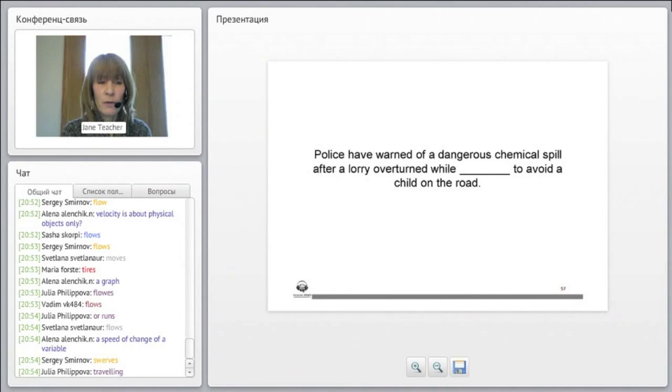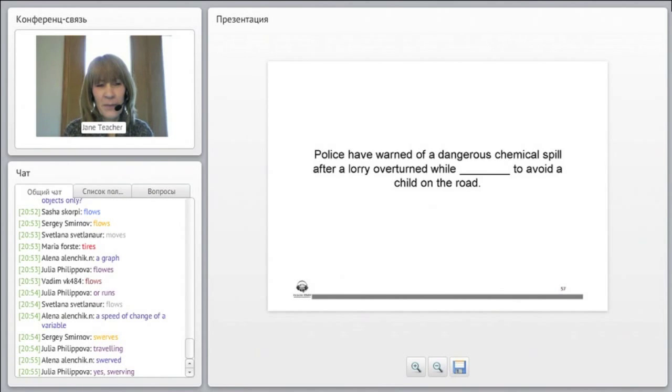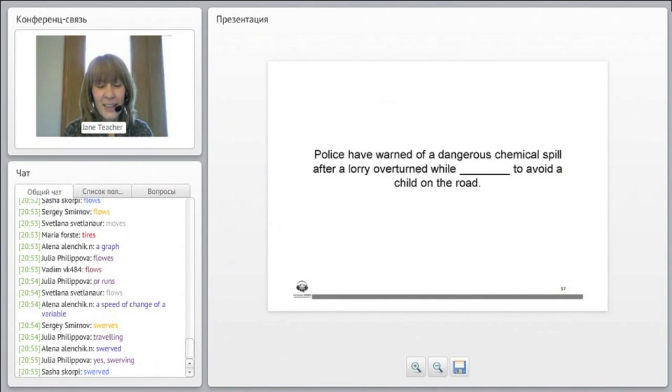Sergey says swerves. Julia says traveling. Anyone else? Can you remember back to some of the verbs we covered at the beginning when we talked about a car going on a road and it needs to avoid the dog? What does it do? Swerved, Ilona? Swerved? Yes, swerving. Okay, so you're right. It's the verb swerve.